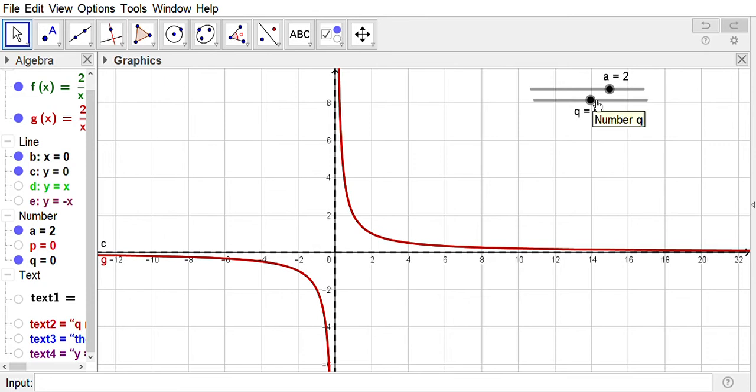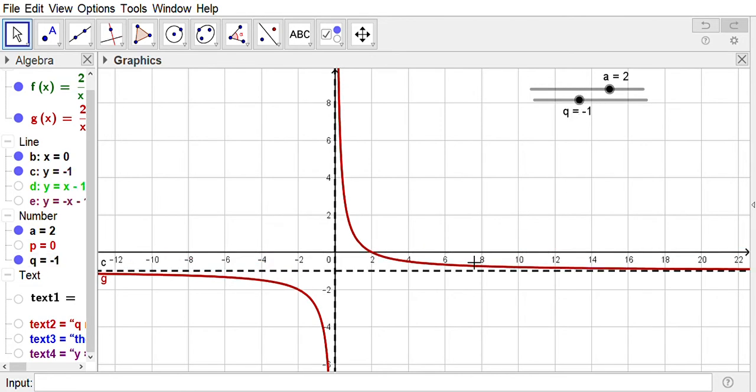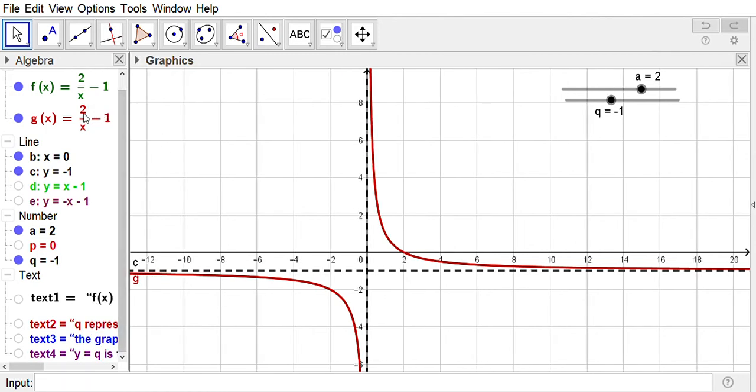What happens if I make Q negative 1 now? The curve has shifted down by 1 unit. So the value of Q is equal to negative 1, and the value of the asymptote, there it is, Q equal to negative 1 on your left hand corner.